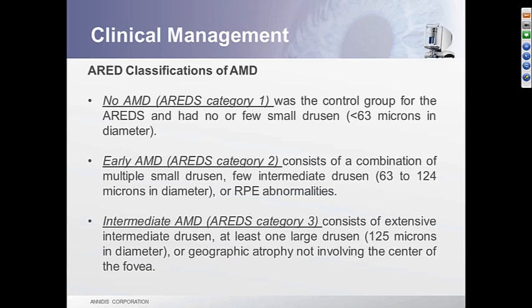The AREDS studies have classified AMD according to drusen size and some other factors, and I've listed those as well. I want you to just tuck these in the back of your mind, and then I'm going to refer to them later as we walk through the cases. So category 1 has no or few small drusen, under 63 microns in diameter. Category 2, the drusen size is typically larger, and it's also a combination of RPE abnormalities, RPE atrophy, if you will, or epitheliopathy. And category 3 consists of intermediate drusen and at least one large drusen of 125 microns or geographic atrophy not involving the center of the fovea.